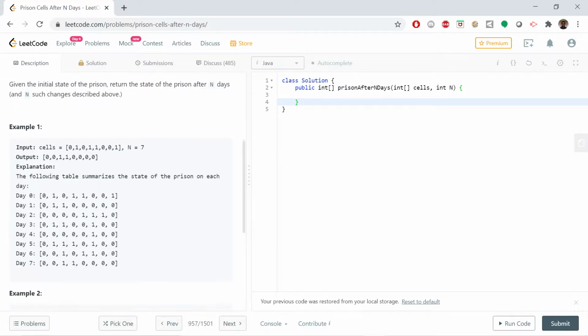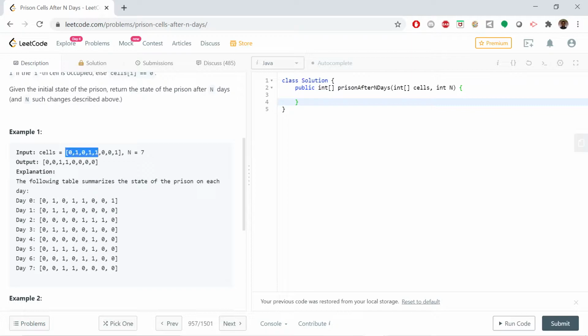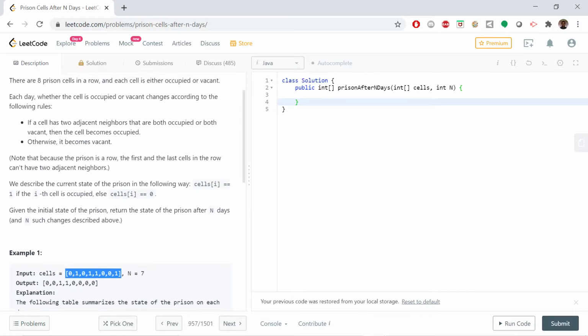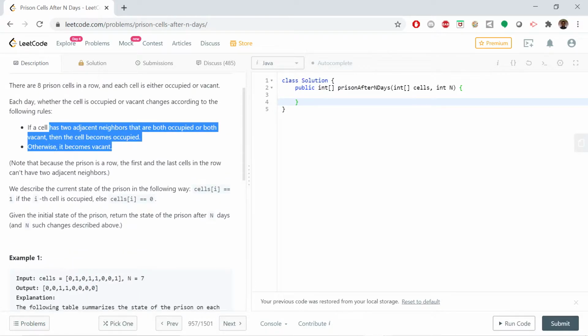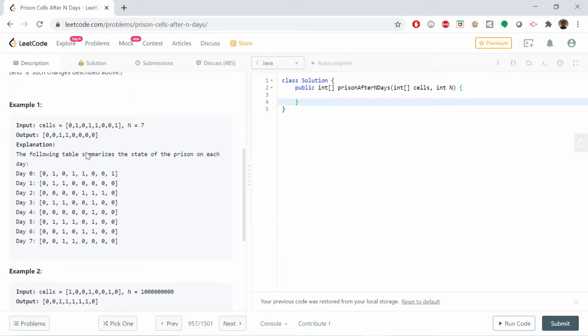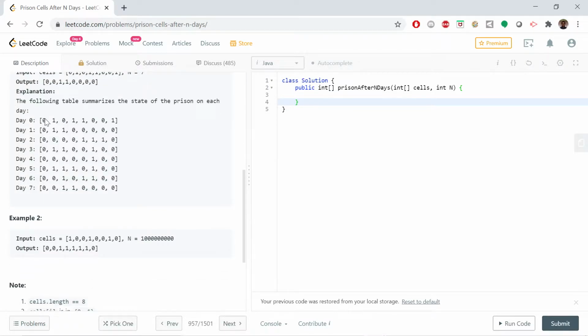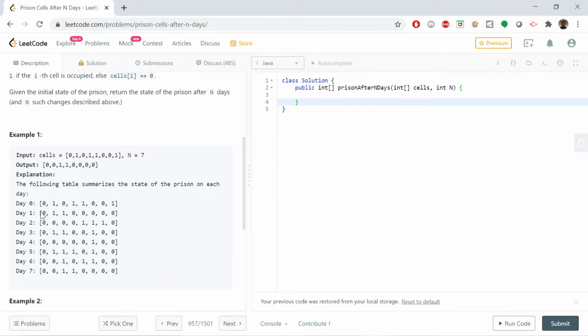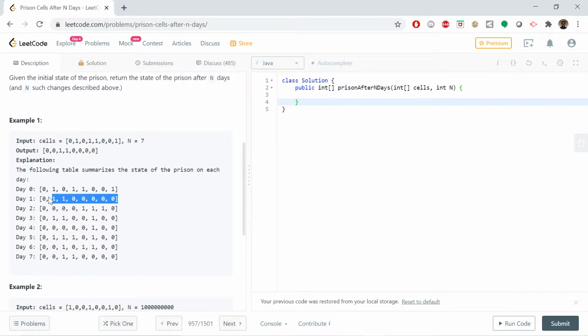So our task is, given this row of prison cells and also given these 2 rules, they want to know what our cells are going to look like on the 7th day. They summarize it down below as well. At day 0, the prison cell hasn't changed yet because that's our initial state. But if you look at day 1, it has changed a little.